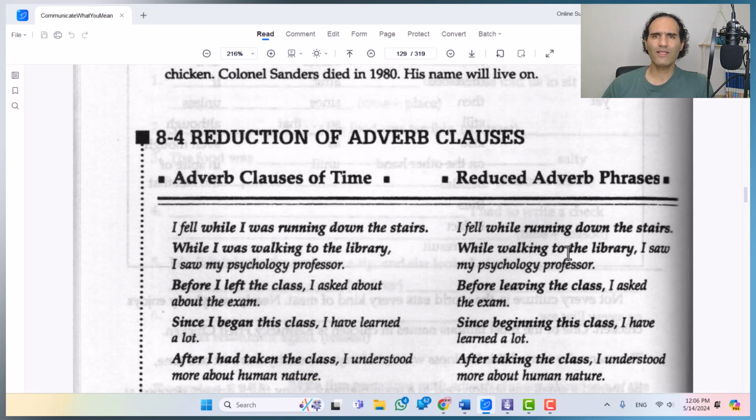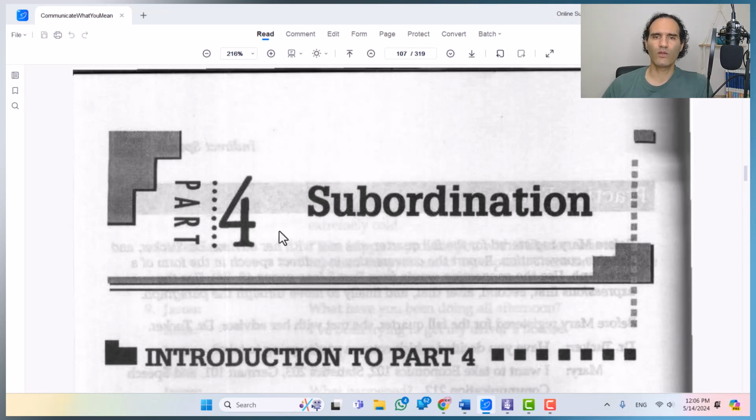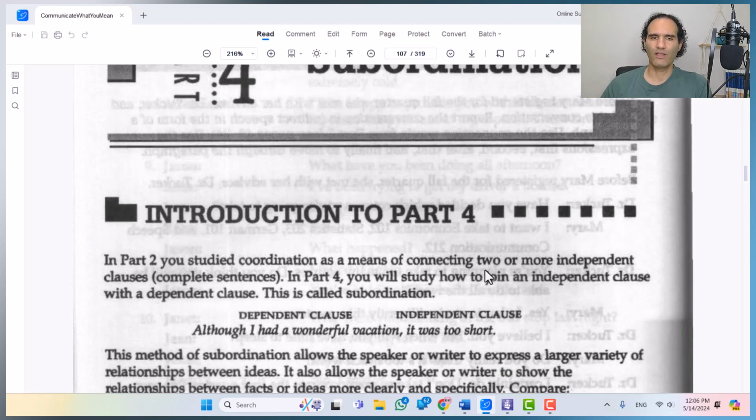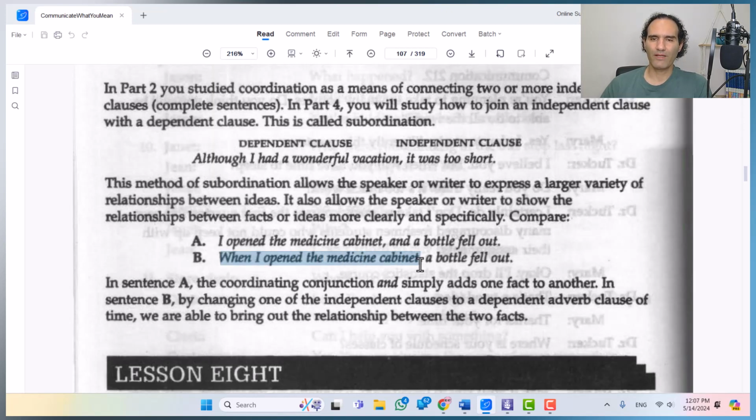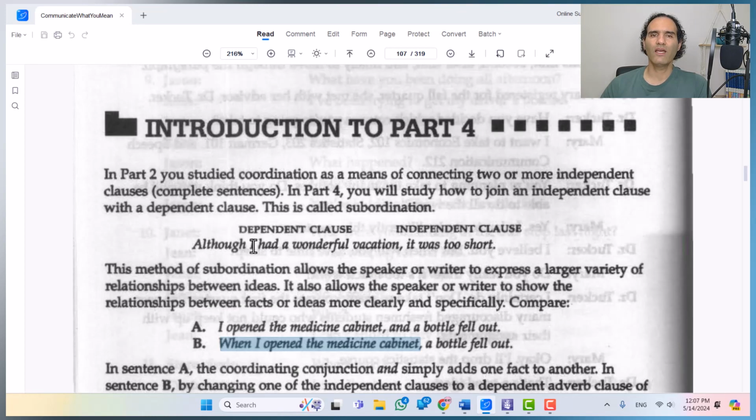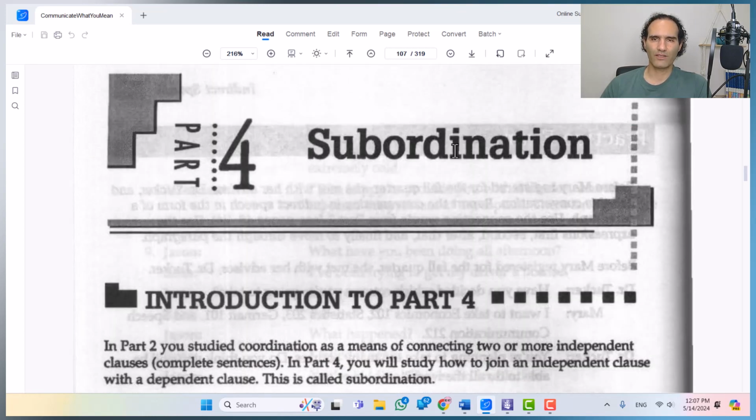But where does it come from? If we go back a little in the book, we can see page 100 of the book, we covered subordination. And that is the process of linking one dependent and one independent clause together, like the examples that you can see here. For example, when I opened the medicine cabinet, a bottle fell out. It comprises a dependent clause and an independent clause. The combination, letter B, is a subordinated clause.